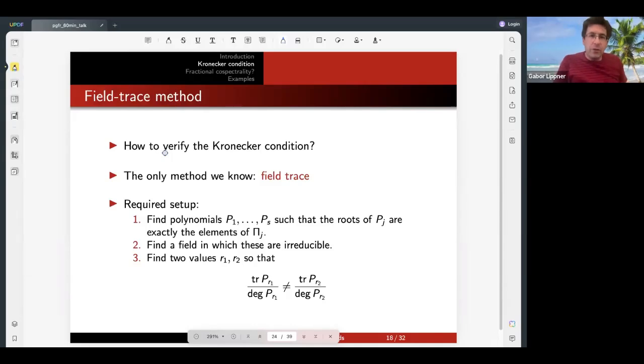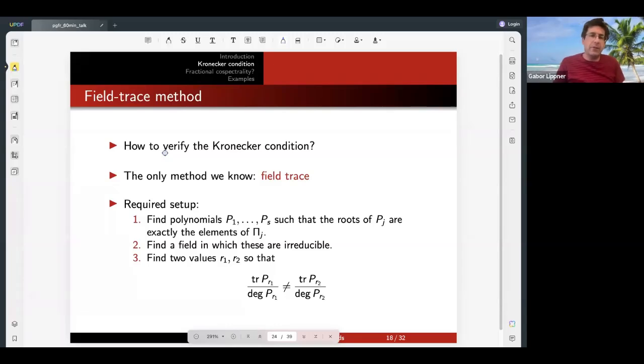Okay, so we have this Kronecker condition. It is similar to the original two-vertex or two-part Kronecker condition. It's slightly different or slightly more involved, but it kind of has the same flavor. And then comes the real question. Okay, I get a graph. Say I can find these parts. But how can I verify the Kronecker condition?